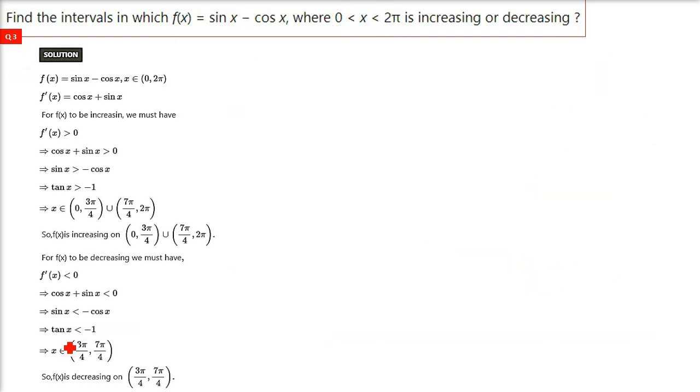Now just see how we have solved it, and this is the solution reference for you. It will be very easy if you make the number line and show the examiner how you have solved this question.